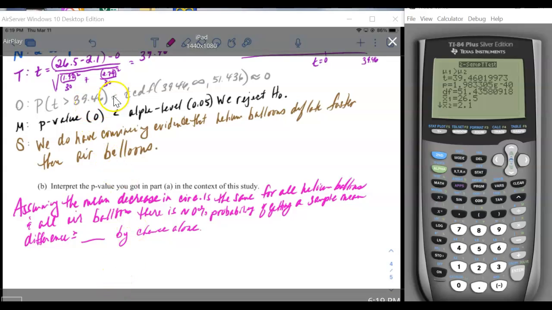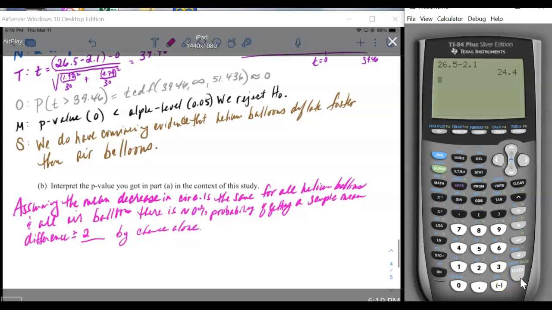How do I find the difference? Well, it's going to be up here, when I subtracted out the two means, so I'm going to actually have to do 26.5 minus 2.1 equals 24.4. Okay, and that's it. That's all there is to sample.